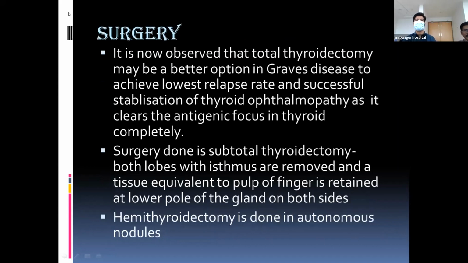Now, coming to the surgery. Subtotal thyroidectomy is most commonly done, in which both lobes with isthmus are removed and tissue equivalent to 5 to 8 grams is left behind on both sides, both poles of the gland. But it is now observed that total thyroidectomy may be a better option in Graves' disease to achieve the lowest relapse rate, as it clears the antigen focus in thyroid completely. In case of autonomous nodule, hemithyroidectomy is done.